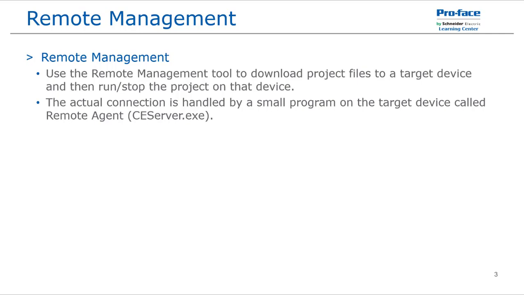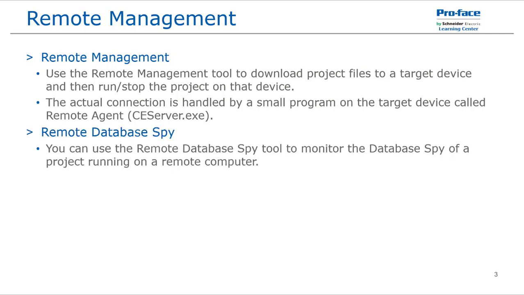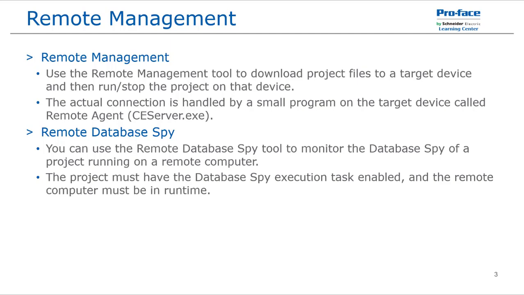In addition to the remote management utility, there are two additional tools that can be used remotely. The first is the Remote Database Spy, which is similar to the local Database Spy in the development environment. However, this will allow you to modify and view tag values remotely on the target machine. In order for the Remote Database Spy to work, the target machine must have the Database Spy execution task enabled, and the remote application must be in runtime.